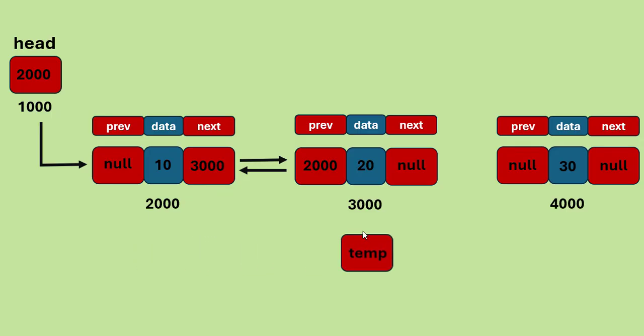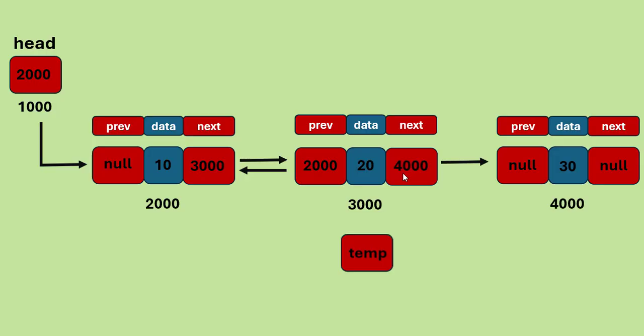Check the condition. Temp is pointing to 3000. Temp.next is null. So temp.next not equal to null, the condition becomes false, which means we have reached the last element of my linked list. Now I have to create a link in the forward direction as well as the backward direction. To create a link in the forward direction, in temp.next I have to store the new node address. The new node address is 4000. That will be stored in temp.next. So the link will be created for the forward direction.